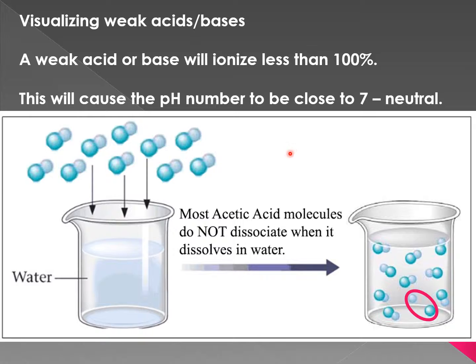So a weak acid or base hovers very close to the 7 or the neutral, no matter how much acid we put into the water, because even though we put more acid in, which makes it a concentrated solution, it doesn't make it any stronger because only a few of the acid molecules dissociate or ionize in the solution.